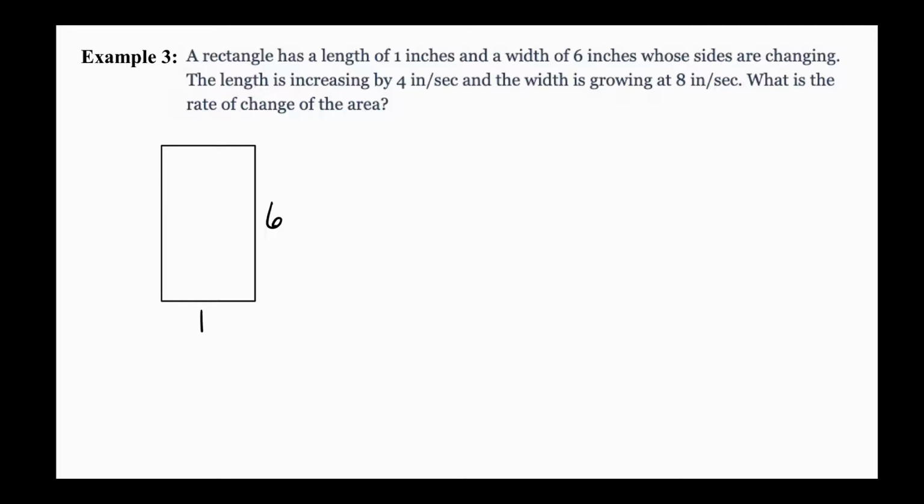So anything that goes side to side, I want you to start labeling with an X. So I'm going to call this side X. Anything that goes up and down, I want you to label with a Y. So this side's going to be Y. Okay. It's important because watch what I do later. So I'm going to label everything I have. I know X is 1. I know Y is 6. Right?